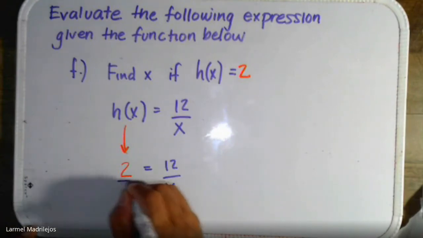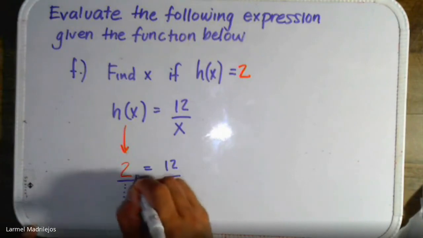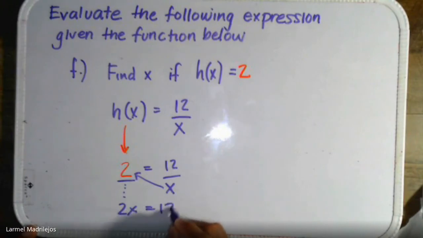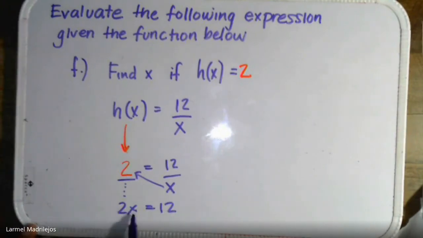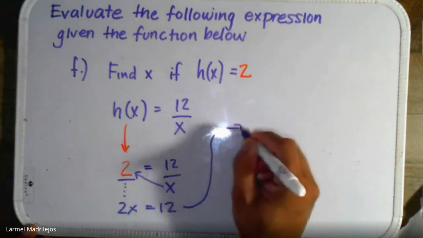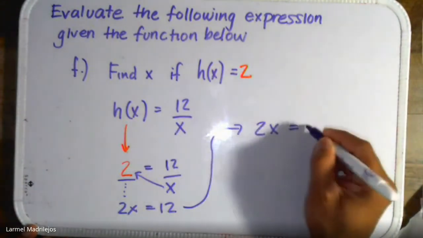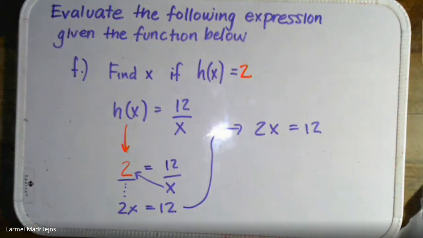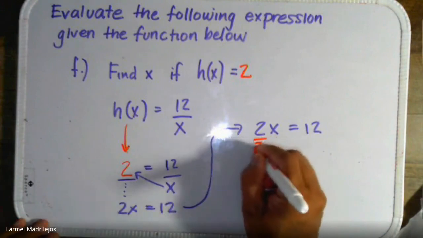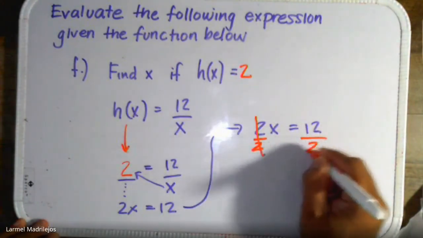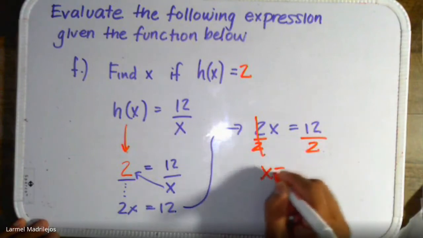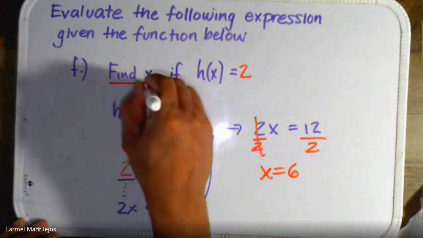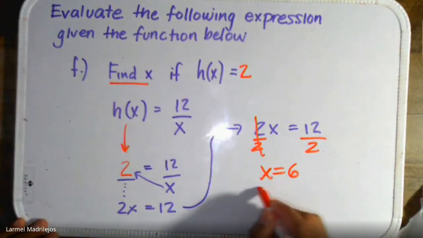So this is an imaginary 1. 2 times x gives you 2x. 1 times 12 gives you 12. Now this is multiplying. The opposite of multiplying is dividing. Why do we need to divide? Because we need to isolate x. Divide both sides by 2. 12 divided by 2 gives you 6. So if you find x, the value of x is equal to 6.